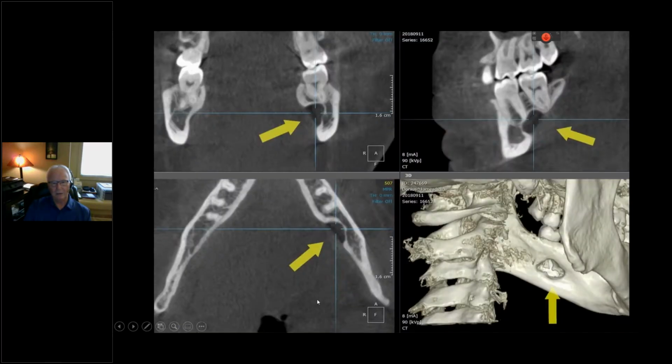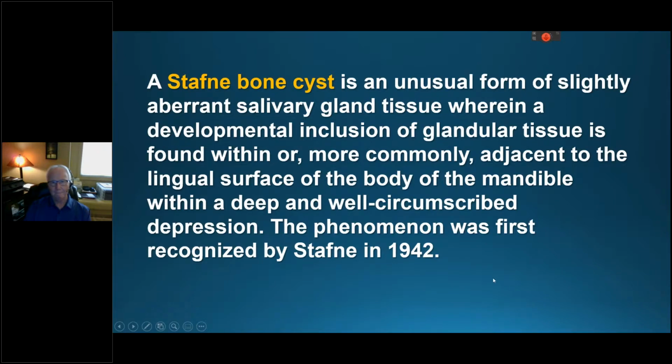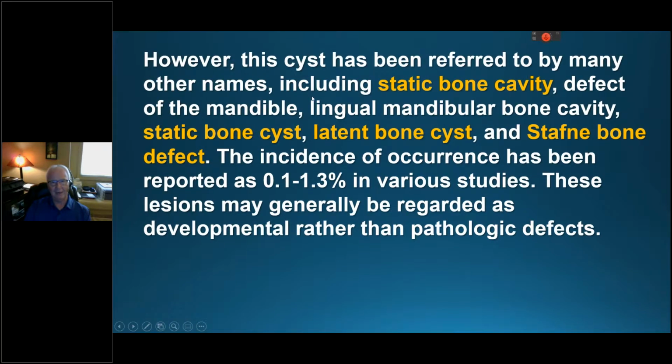So here are the different appearances. This is kind of classic, this axial view on the bottom left, and then if you have 3D to confirm it, your suspicions are confirmed, and you can call it a Stafne defect or a submandibular salivary gland depression. And again, watch it radiographically. The cyst has been referred to by many names, and I'm going to give you them all. Static bone cavity, static bone cyst, latent bone cyst, a Stafne bone defect. It's 1 to 2% in various studies, but really it's just a lingual submandibular salivary gland depression.